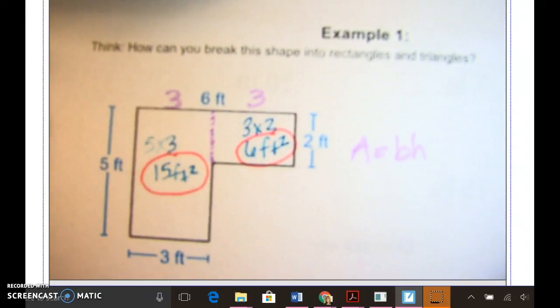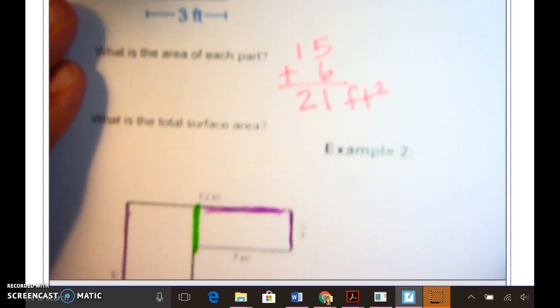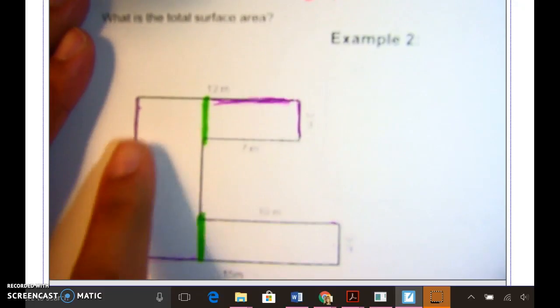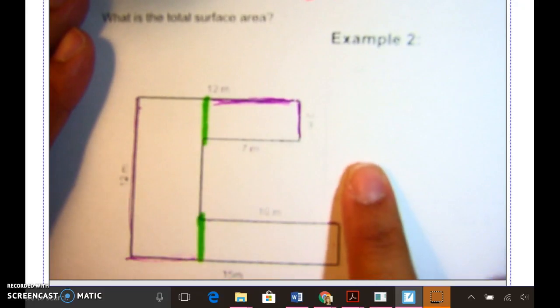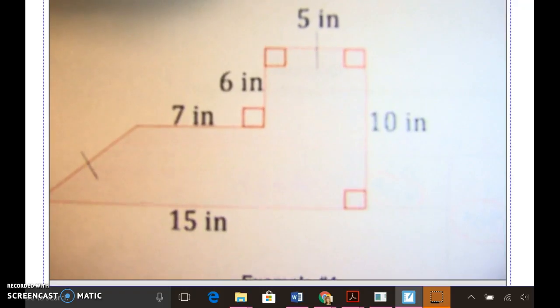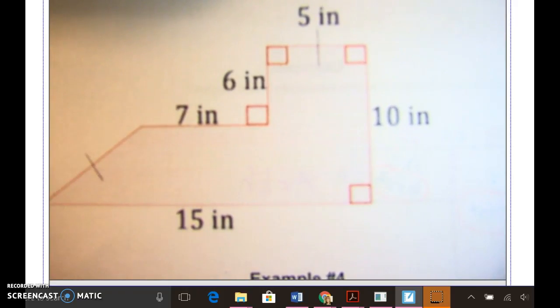So on Friday, we continued our notes over composite figures, and you were able to find the total area of this by finding the base and height of each rectangle and then multiplying those to find the area and adding those together. We're going to continue that on the back, breaking it up into different shapes, and now we're incorporating triangles.